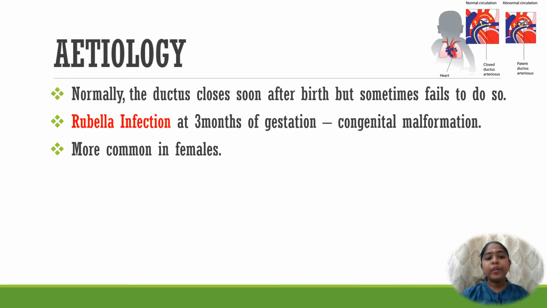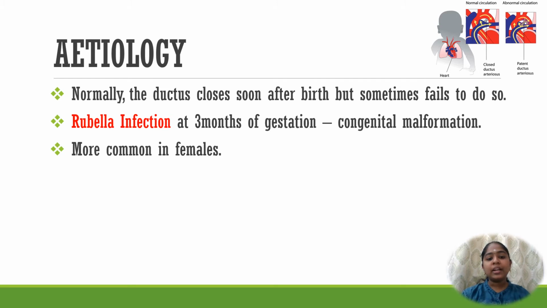Etiology. During fetal life, before the lungs begin to function, most of the blood from the pulmonary artery passes through the ductus arteriosus into the aorta. Normally, the ductus closes soon after birth, but sometimes it fails to do so. Persistence of the ductus is associated with abnormalities.